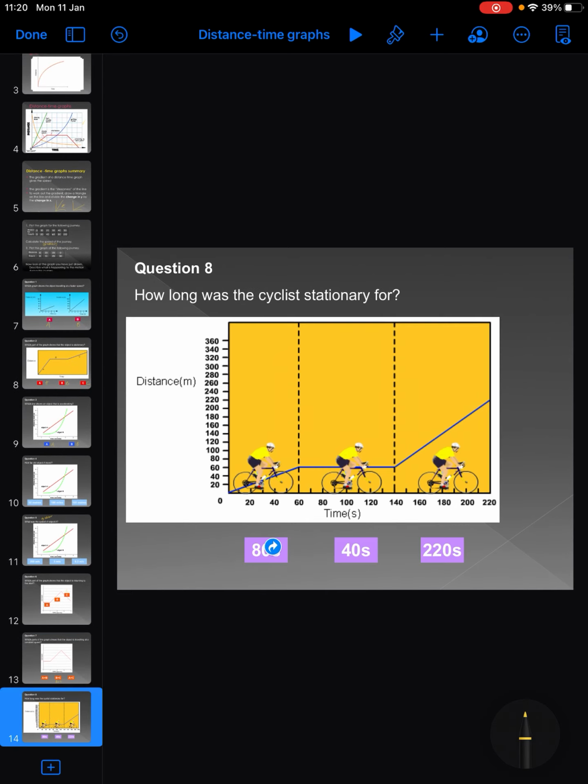And last question, question 8, how long was the cyclist stationary for? It is 80 seconds. So I'm sure you're happy that it's stationary between these 2 points. So it goes between 60 to 140. And can you see the difference between those two is 80 seconds.